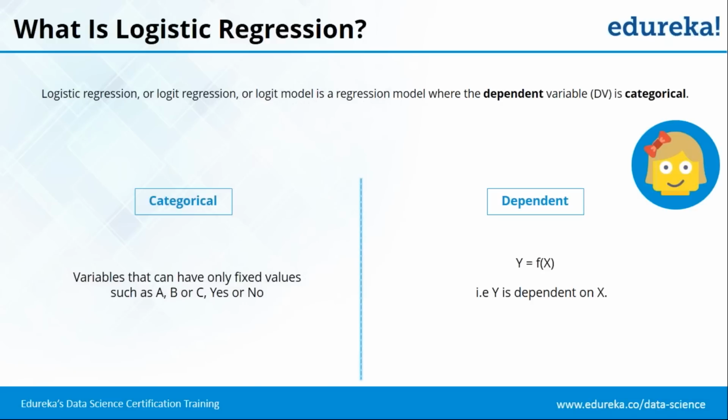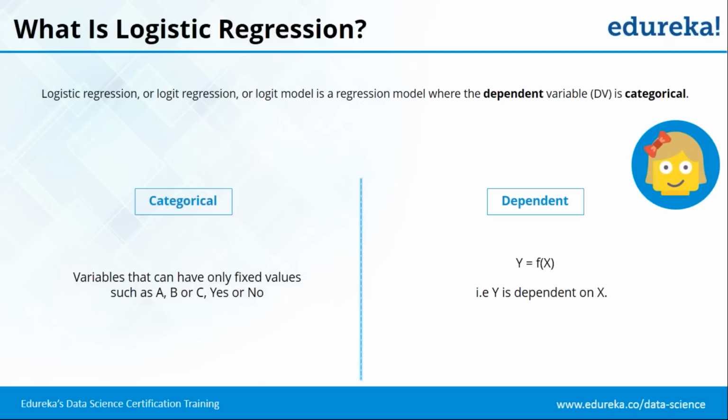Categorical is when your values are fixed, they are discrete. Your values could be either A or B or C, right? Dependent is when your Y is dependent on X, right? So the X value is independent. You can fit any value in X, but your Y value will be dependent on X, and whatever input you give to X, Y will change according to X.